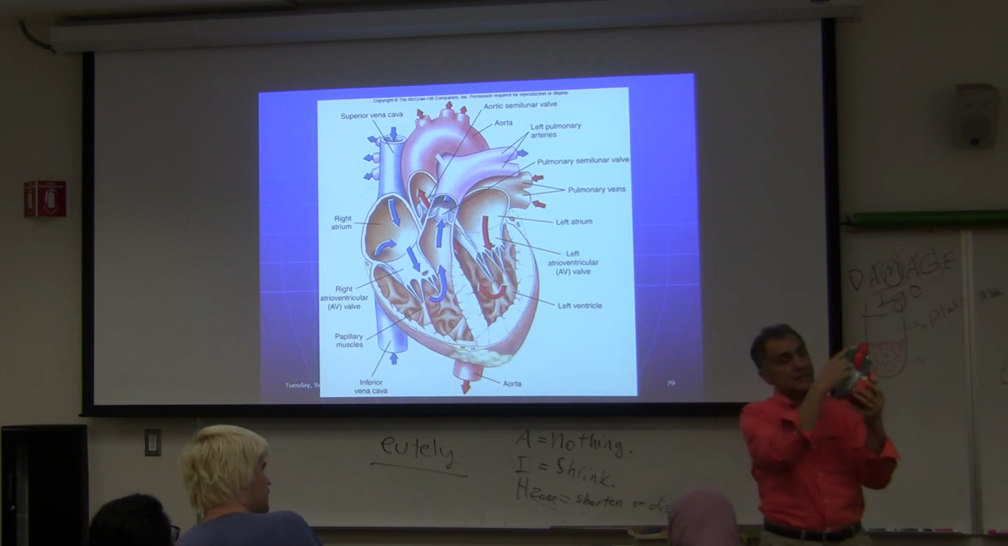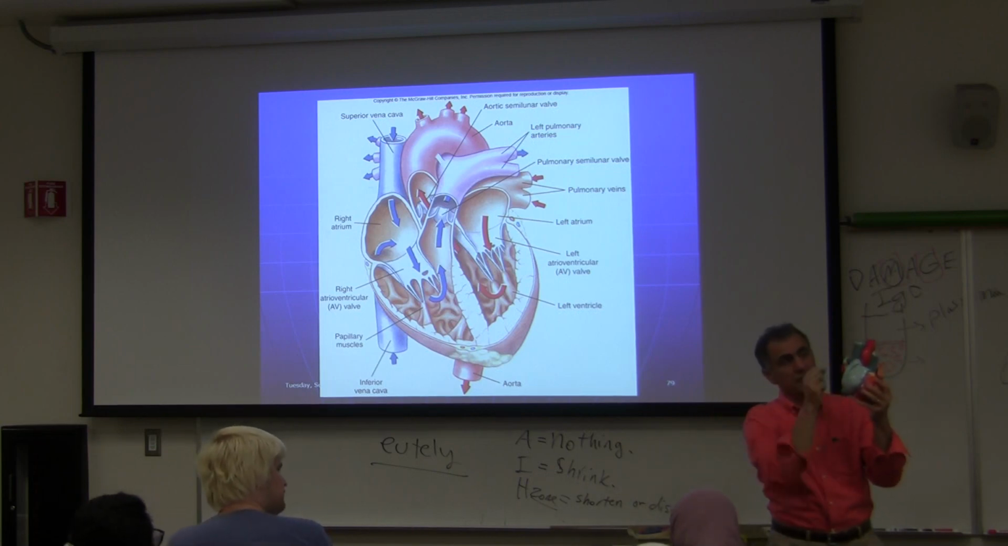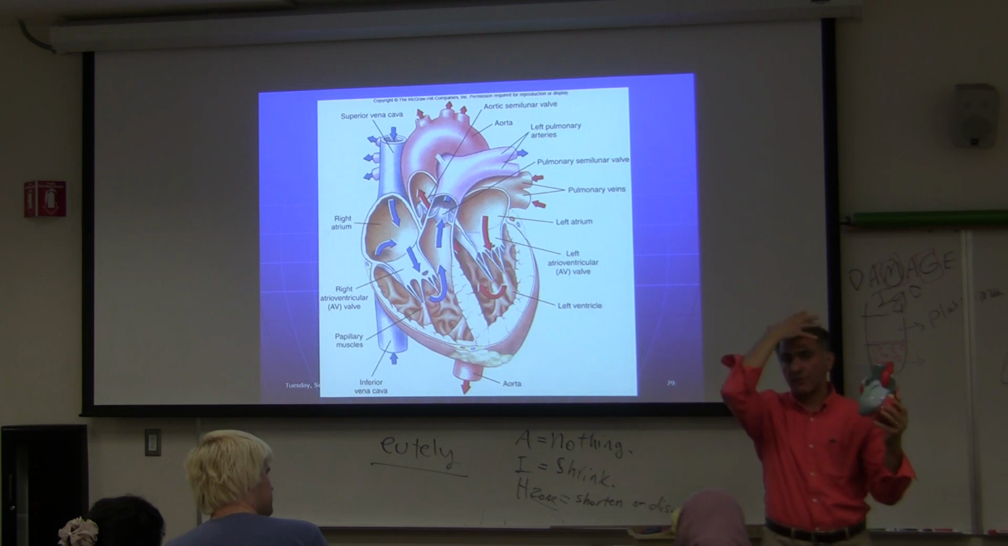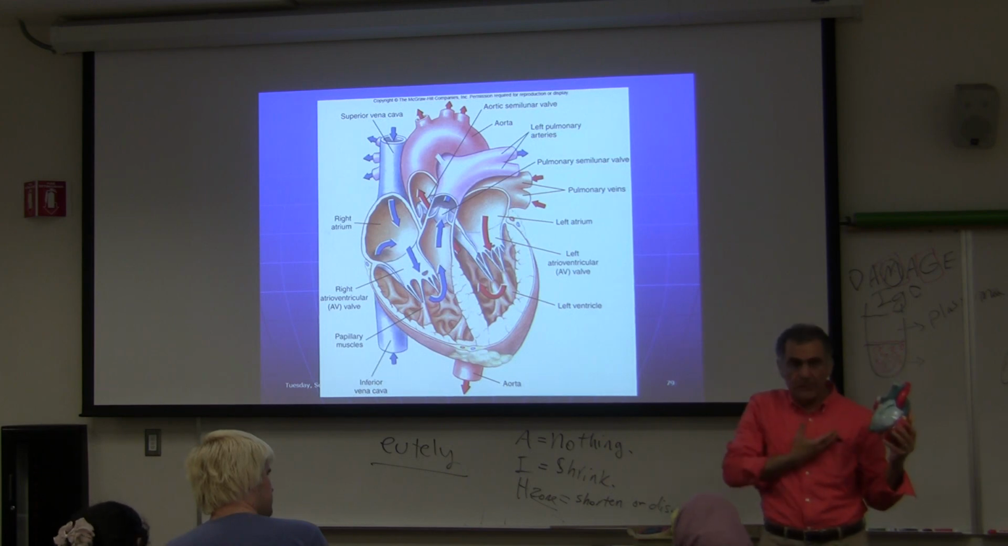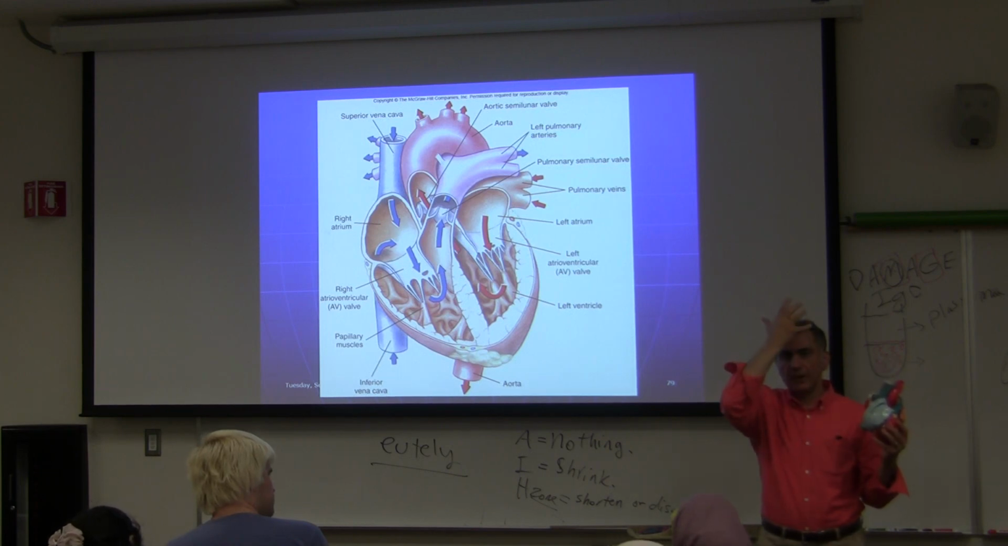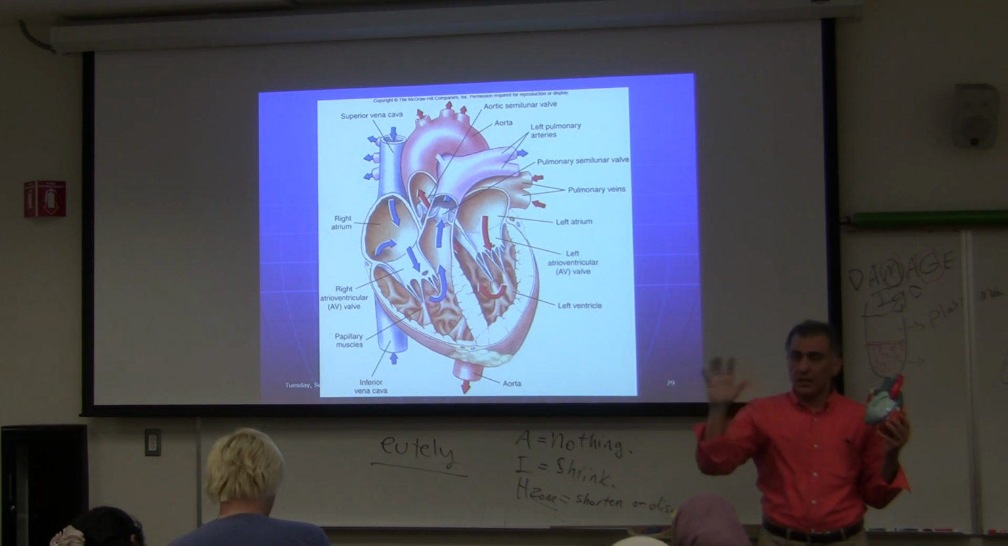So these 2 are superior vena cava and inferior vena cava. Superior vena cava brings blood from the upper portion, whatever is above your heart. All of that blood. I will talk about deoxygenated and oxygenated here in a minute.